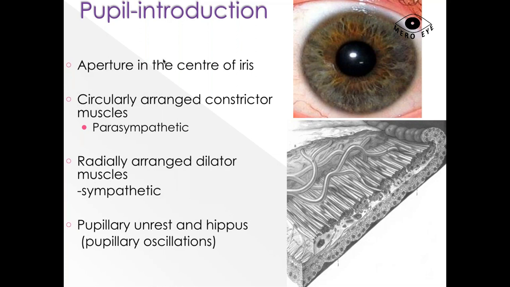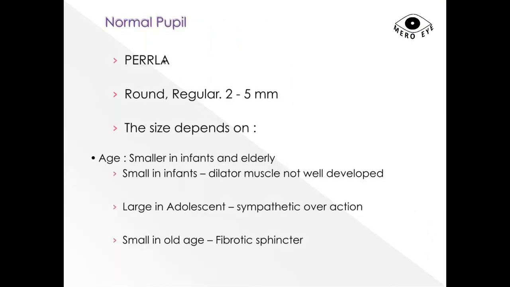So I hope by the end of this class, we'll be able to get an idea about how to examine the pupil, how to interpret the findings of the clinical examinations that we perform, so that we may be able to pick up serious conditions and sometimes even avoid unnecessary and expensive tests in cases of benign condition. So with this, we'll start our topic today.